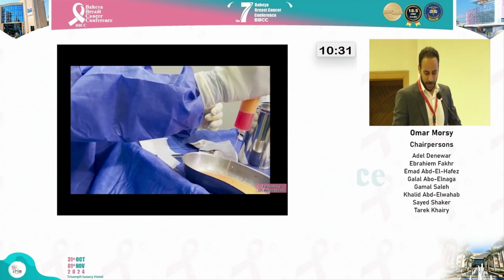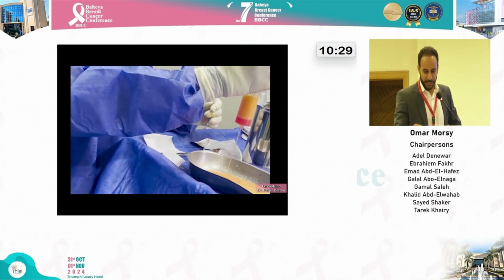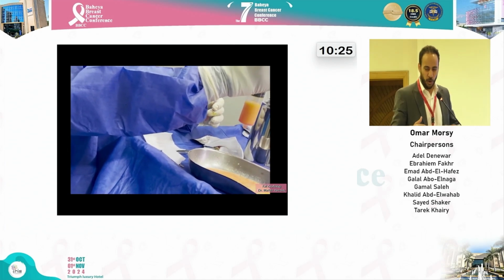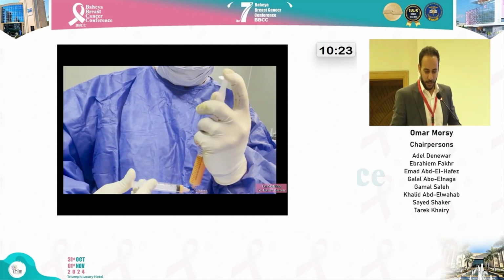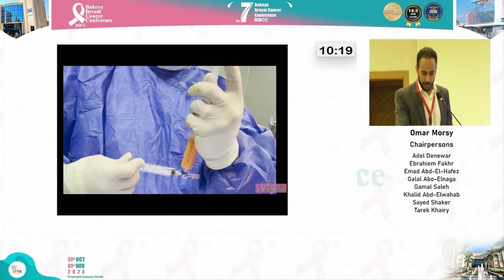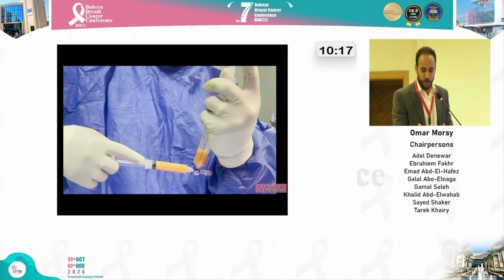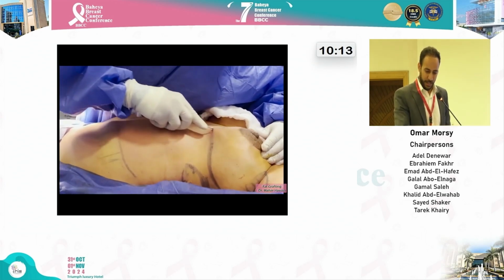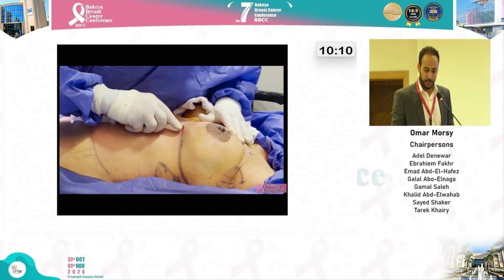Here, the fat was left for 15 minutes to decant, and now you can see the separation of the fluid content. After 15 minutes, all the fat separates from the fluid. And here, we sometimes need to process the fat in this three-way cannula in order to break down the fat. Sometimes the fat is too big to inject in the 2mm injection cannula.